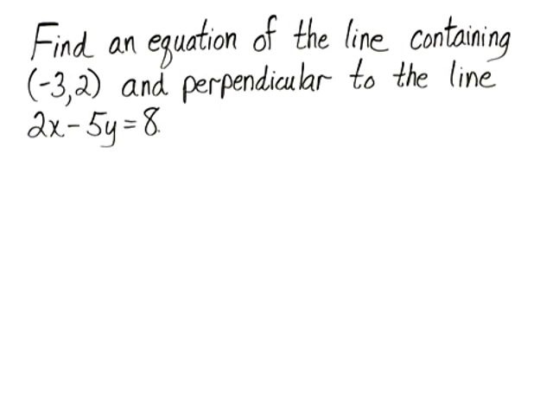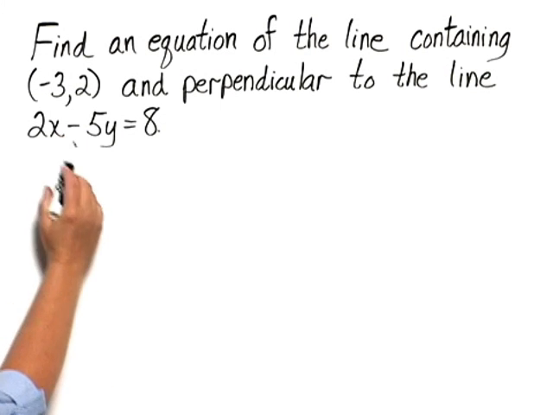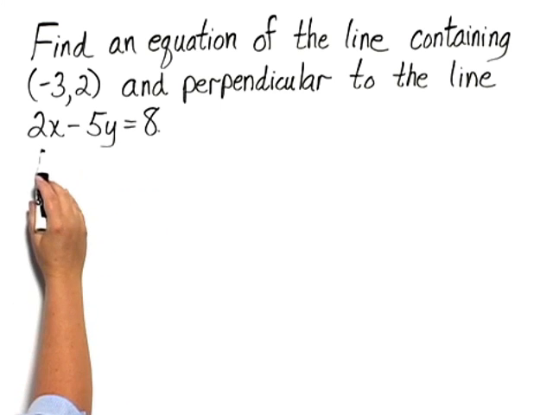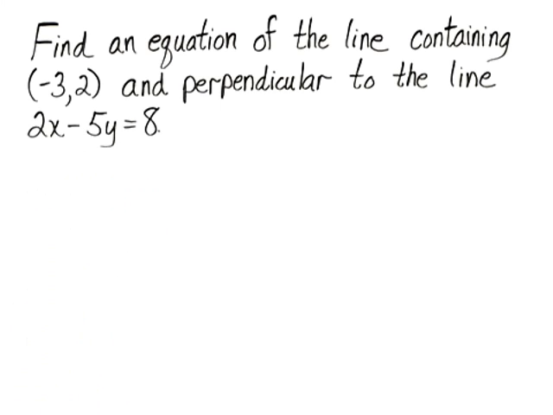Find an equation of the line containing (-3, 2) and perpendicular to the line 2x - 5y = 8.